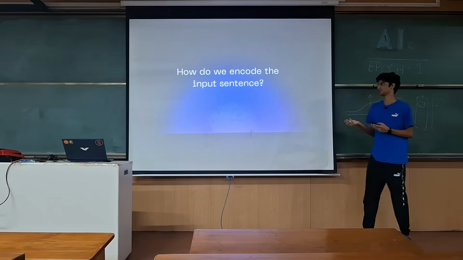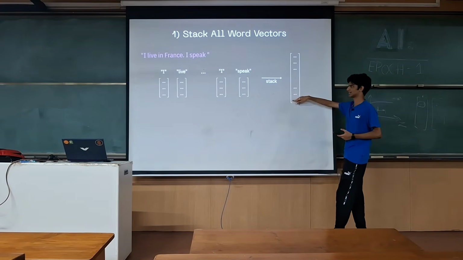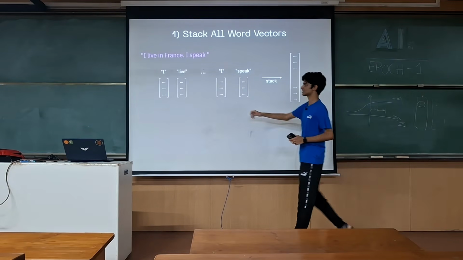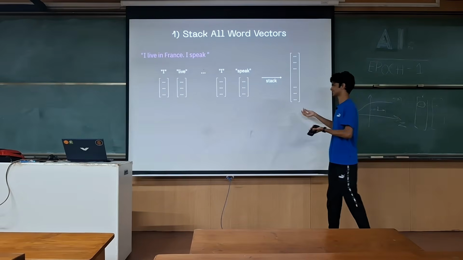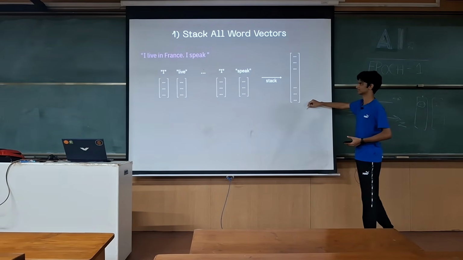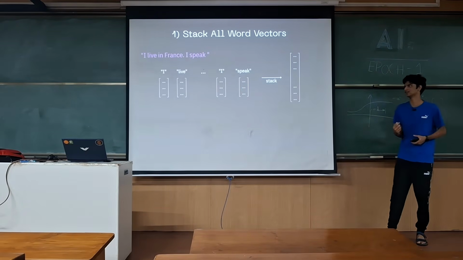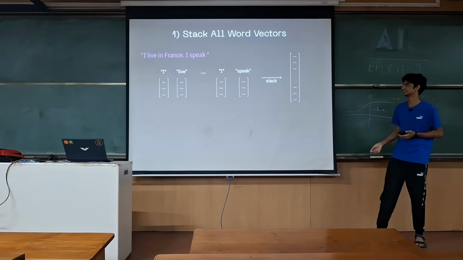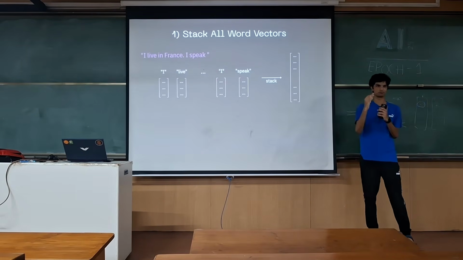The first way, and the most seemingly logical way, is we just stack all the vectors. Let's say the sentence is I live in France, I speak dash. Now each word in the sentence will have its own vector. We can assume that to be one-hot, the logic remains the same. And we stack them. Stack basically means you put one on top of the other. And now we pass this as input to the neural network. Now there is one very glaring issue with this method: remember I said that a neural network only takes a fixed dimension input.